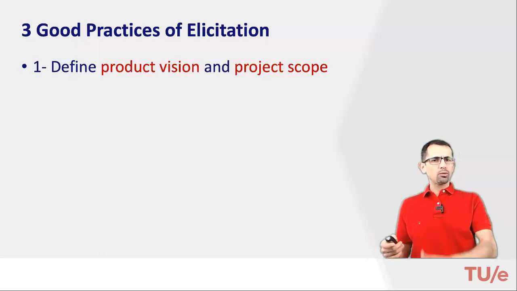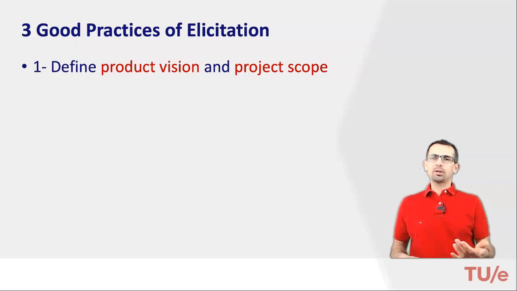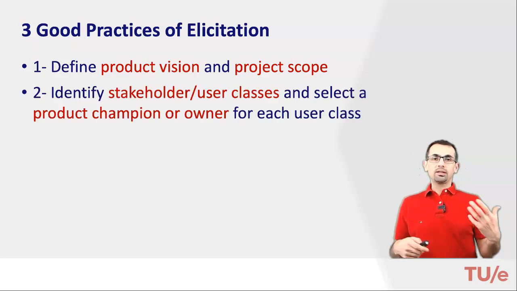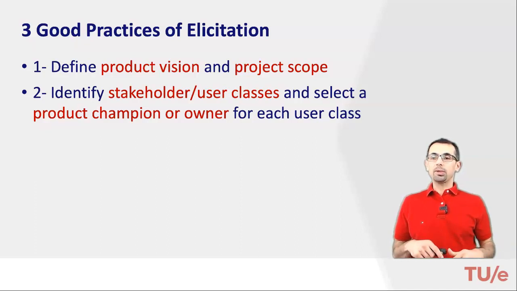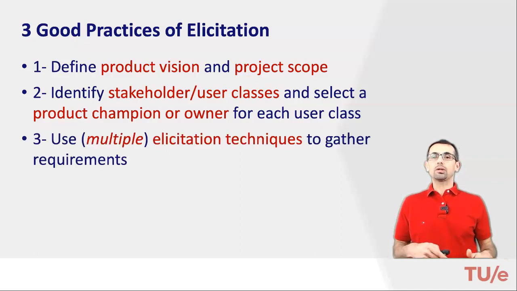So I have already given the list in a previous video. It's a very good practice to define the product vision and project scope, identify stakeholders, user classes, and select a product champion or a product owner for each user class, and use multiple elicitation techniques to get the requirements. Not just go ad hoc, use some techniques and properly use them.